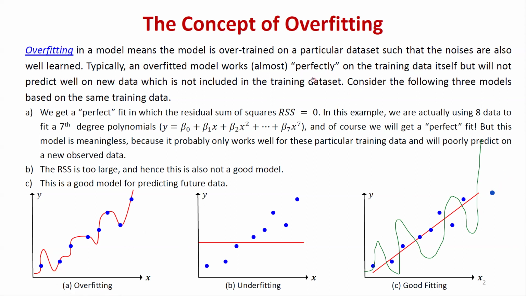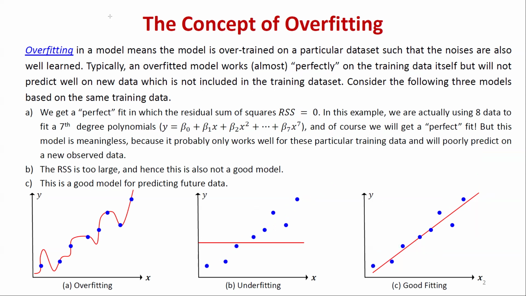Again, meaning that it works perfectly on the specific training data itself, but will not predict well on new data. So this is overfitting, and this is underfitting. Underfitting is very clear. Say the trend should be something like this, and you give me a red straight line like this. Of course, the fitting result is very bad, your R squared is going to be super low, and of course this is underfitting.